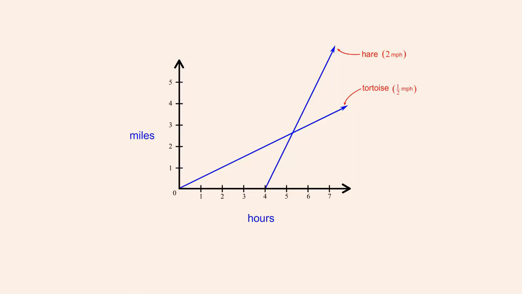Looking at these two graphs, we see that throughout the race, the tortoise's distance increases linearly with time. And after 4 hours of elapsed time, the hare's distance also increases linearly, until at some point, between 5 and 6 hours after the race has begun, the hare and tortoise meet. The point where the two graphs intersect represents the instant at which the tortoise and the hare are at the same place at the same time.